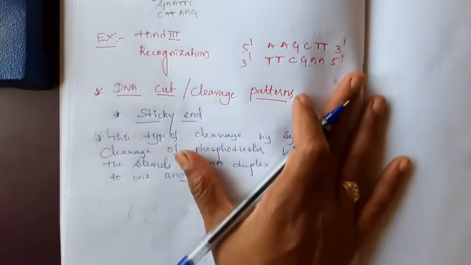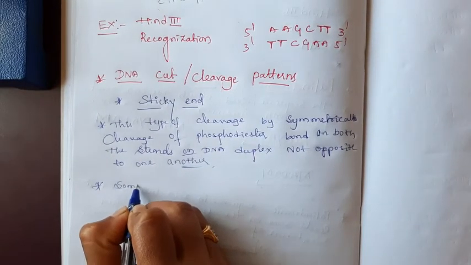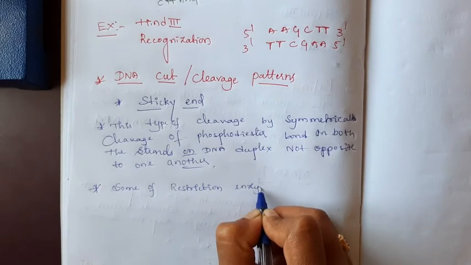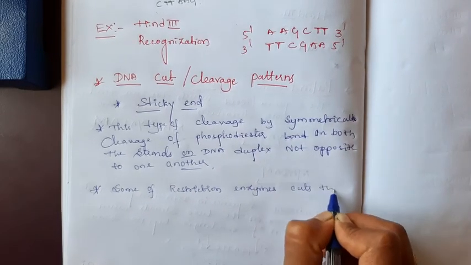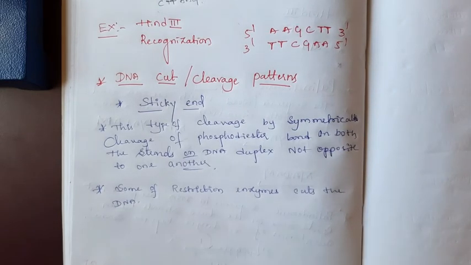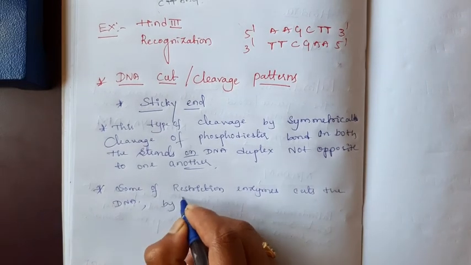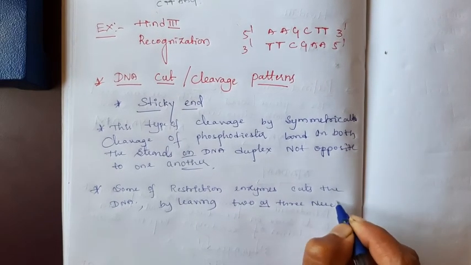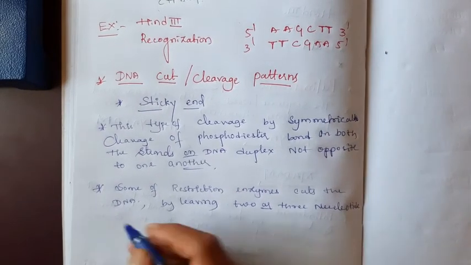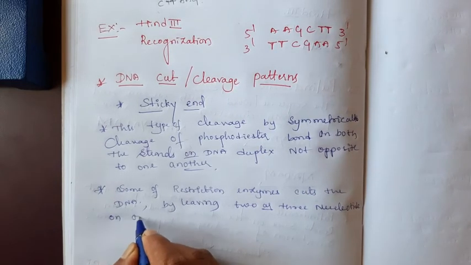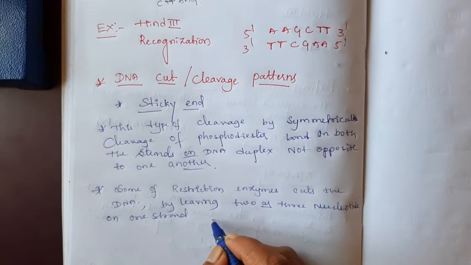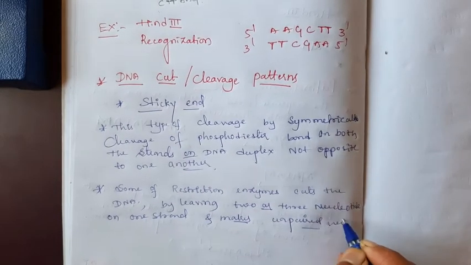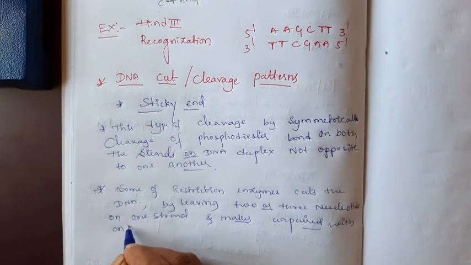Some of the restriction enzymes cut the DNA by leaving 2 or 3 nucleotides on one strand, and make them unpaired with the other strand.